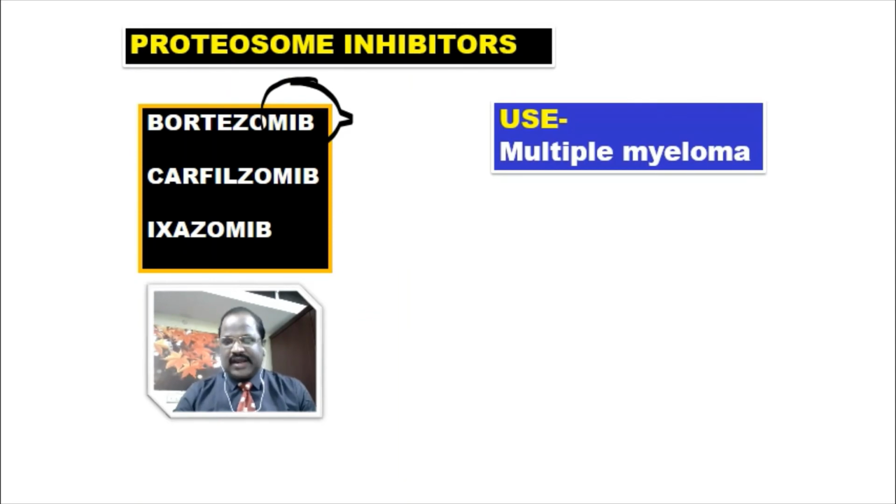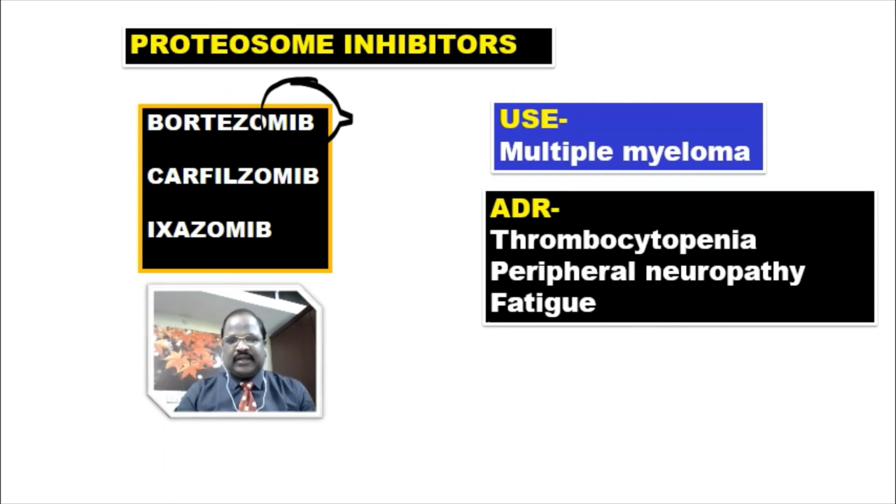So currently for treating multiple myeloma, the first line drug of choice is bortezomib. It is the proteasome inhibitor. And the important adverse effects of bortezomib include thrombocytopenia, peripheral neuropathy, and also fatigue, tiredness. All these are important adverse effects of bortezomib, a proteasome inhibitor. That's the drug of choice for multiple myeloma.